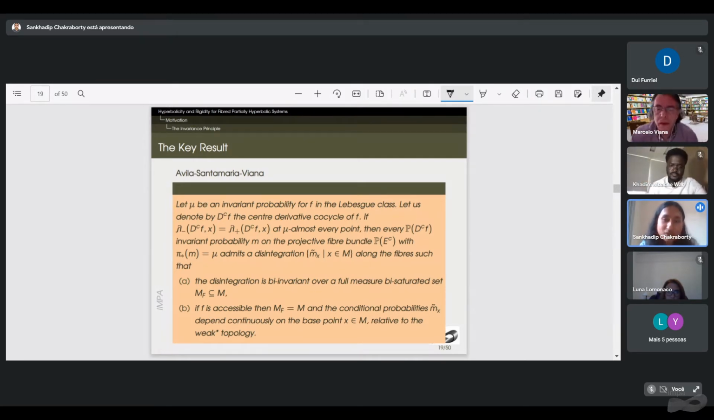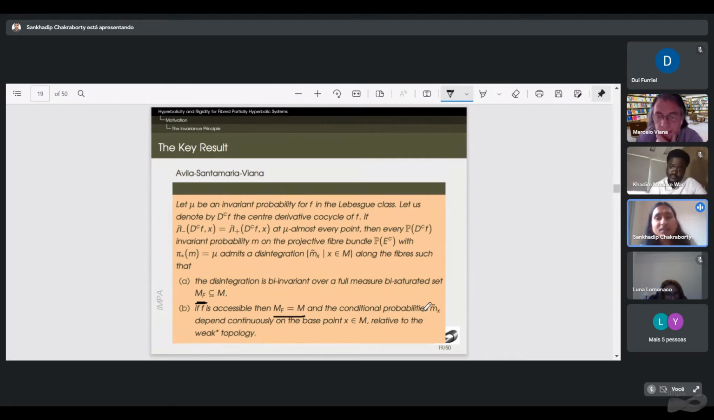What is bisaturated? Here we are not assuming accessibility, but this M^F that is shown here, inside this M^F, is accessible actually. So we're taking a big set which is accessible. There might be points outside M^F that cannot be reached from inside M^F via su-paths. And if F is accessible, then M^F equals M. So it's a nice setting. And as we are going to discuss accessible maps, we will have this M^F equal to M.